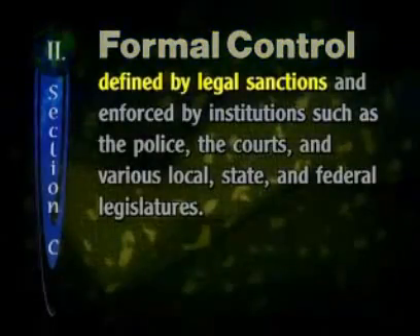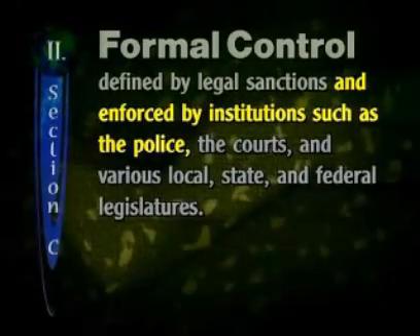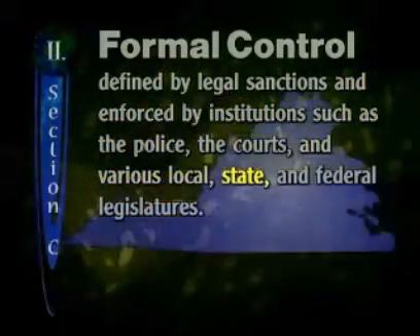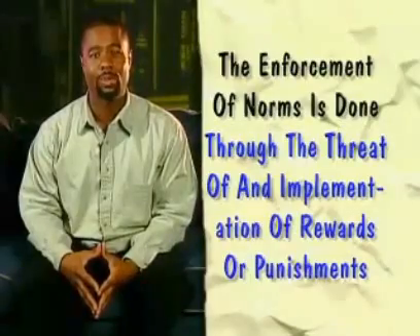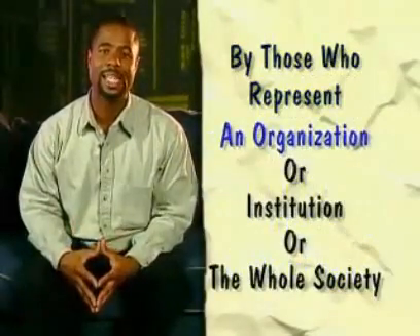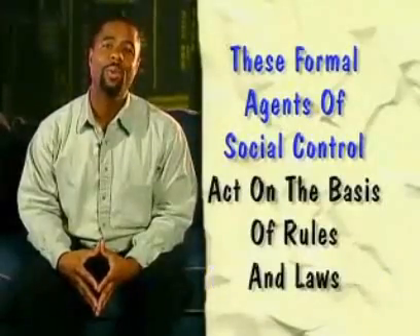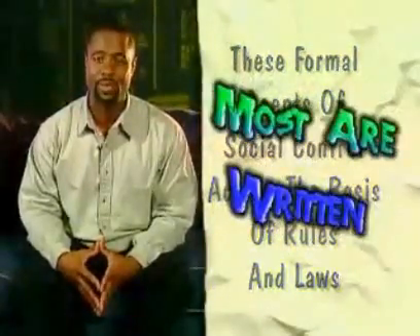Formal control is defined by legal sanctions. These sanctions are enforced by institutions such as the police, the courts, and the various local, state, and federal legislatures. The enforcement of norms is done through the threat of and implementation of rewards or punishments by those who represent an organization or institution, or the whole society. These formal agents of social control act on the basis of rules and laws, most of which are written.